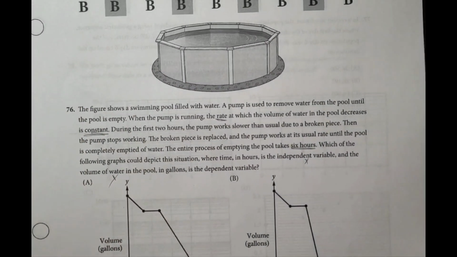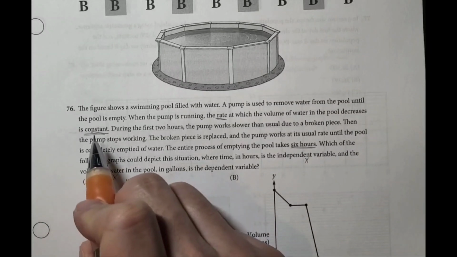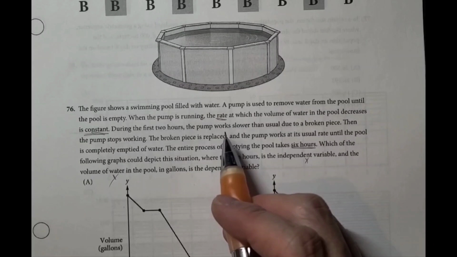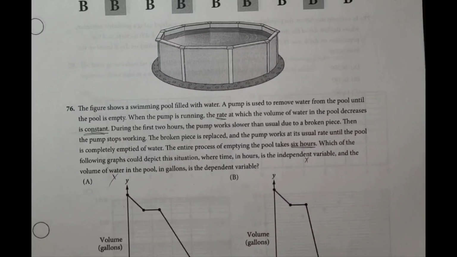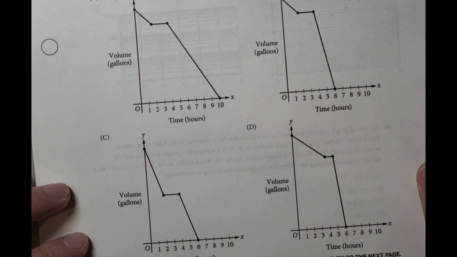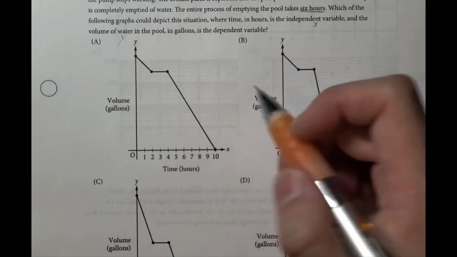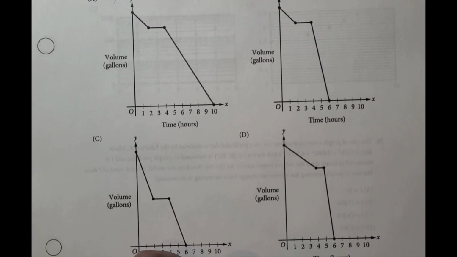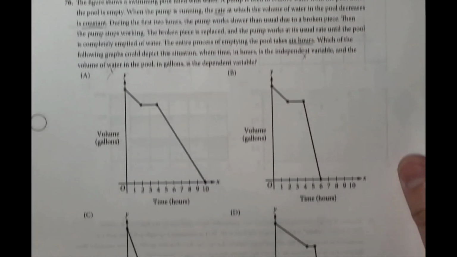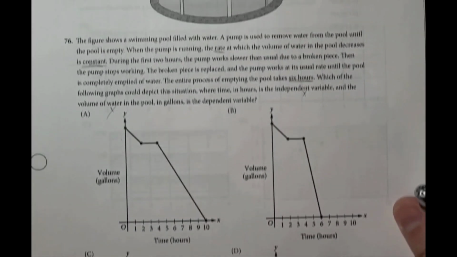Okay, so the key here, I underlined, is a constant rate. Even in the first 2 hours when the pump is broken, it's still pumping at a constant rate. So actually all these are constant, so that doesn't help us too much in terms of something being a non-constant rate. All right, so let's continue. And then the pump stops working, so it should be flat for some point, which all of them are.